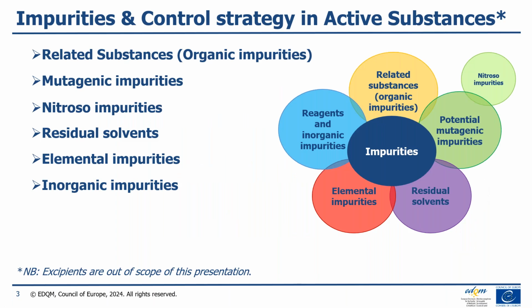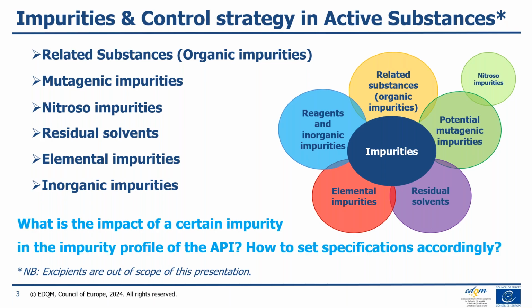Today we will see that there are several types of impurities which may be found in your active substance. The two questions which will guide us today are: what is the impact of a certain impurity on the impurity profile of your active substance, and how to accordingly set the specification. As a reminder, excipients are out of scope of this presentation.